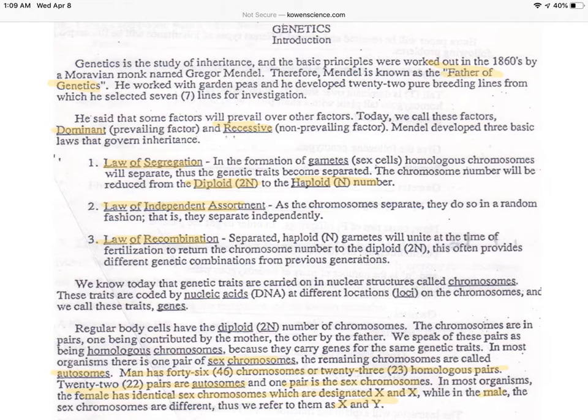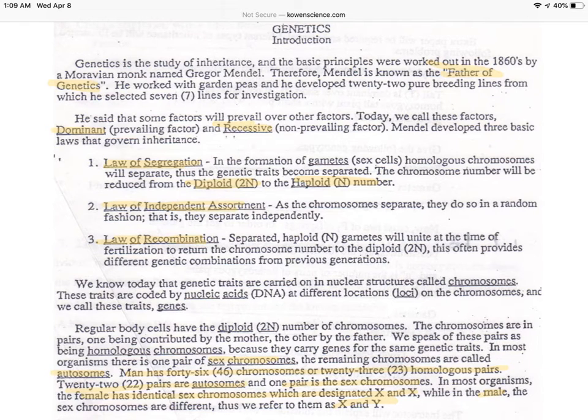Now today we know that all of our genetic traits are carried on chromosomes. Humans have 46 chromosomes. When we look at our chromosomes, we look at them in pairs. Now this is very important. Listen closely to this. Humans have 46 chromosomes or 23 pairs. Okay, make sure when you take the test, am I asking for the chromosome number or am I asking for the pair number? Of those, 44 chromosomes or 22 pairs are called autosomes.